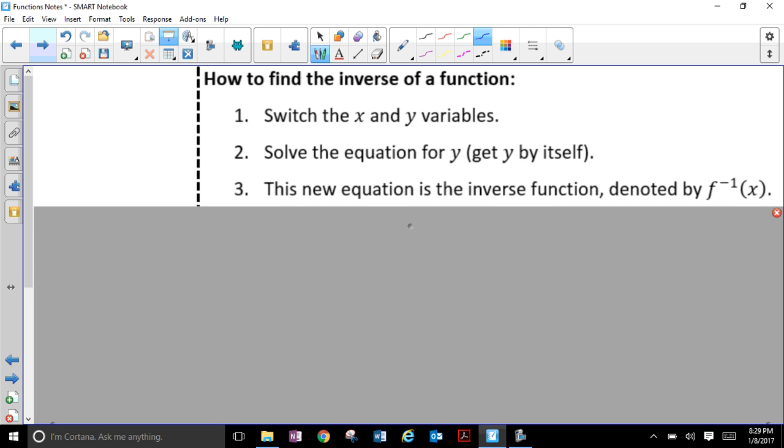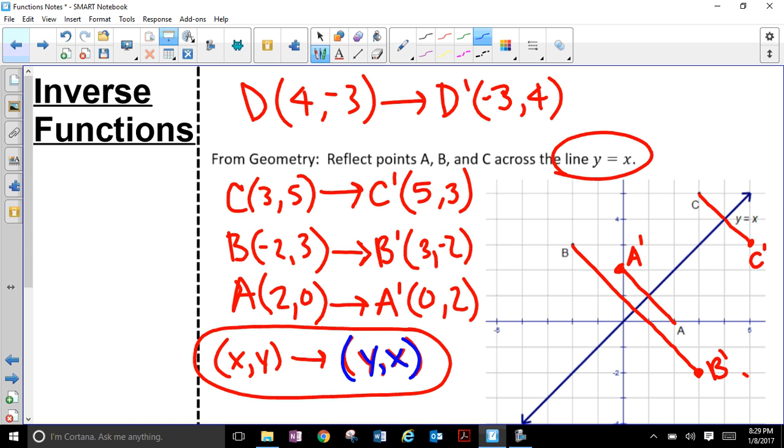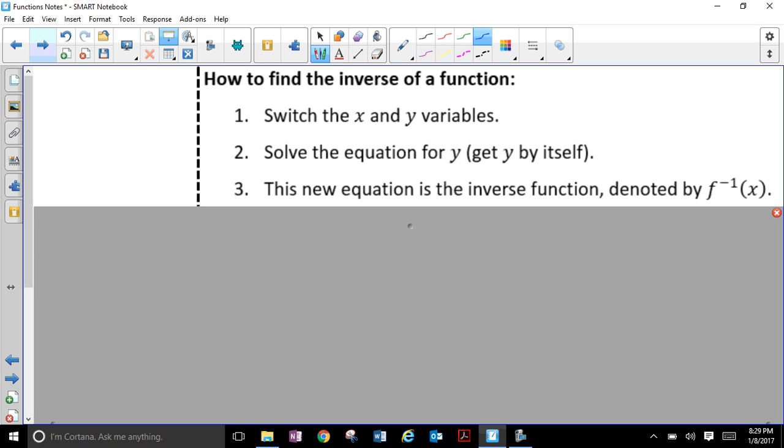Okay, so how to find the inverse of a function. This is already on your notes. First, we're going to switch the x and y variables. Okay, because that's what we do here. We switch around the y and the x variables. Okay, so that's step one. Then we're going to take this equation and solve the equation for y, which means get y by itself. You isolate y, so it's y equals.